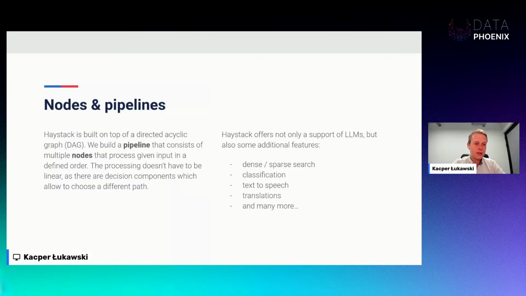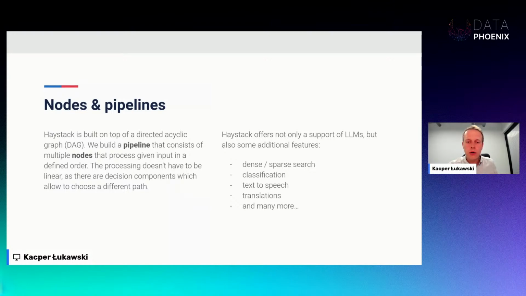And here is how we build applications with Haystack. Haystack has an idea of building so-called pipelines, which are not necessarily linear, but are rather built as a sort of DAG, directed acyclic graph. So every single step performed by this pipeline is a node, and the node processes a given input and produces some sort of output. As I said, there might be some decision components included, so this doesn't have to be linear. We can just choose a different path based on, for example, the content type of the file that we process.